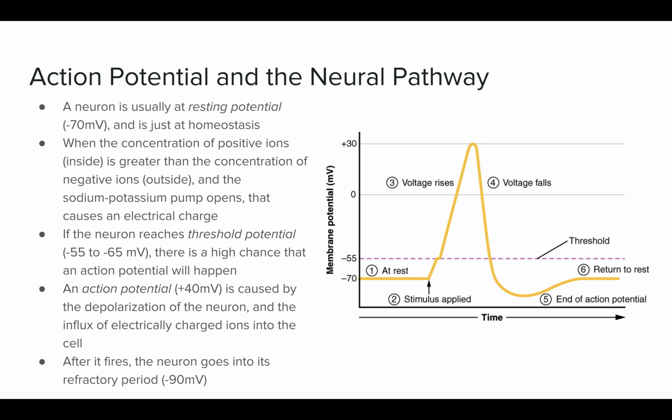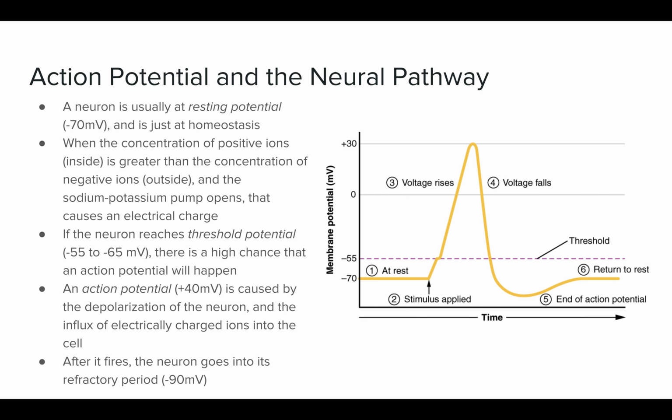Action potential and the neural pathway. A neuron in homeostasis is usually at resting potential, which is negative 70 millivolts. When the concentration of positive ions, which are inside the cell, is greater than the concentration of negative ions, which are outside the cell, and the sodium-potassium pump opens, that causes an electrical charge.